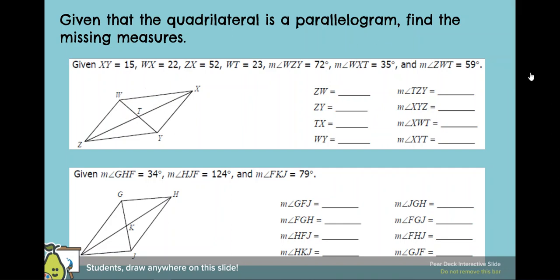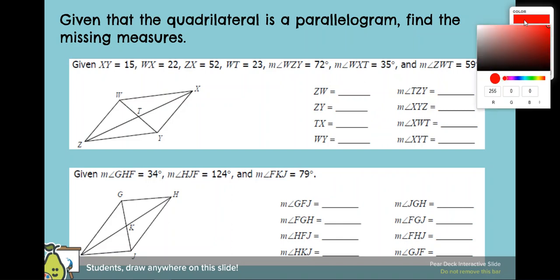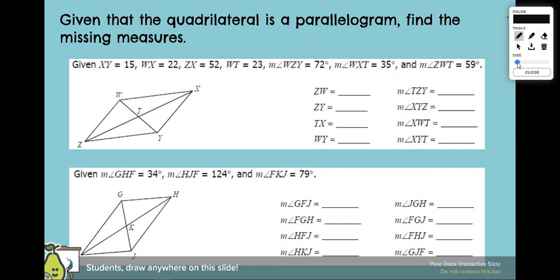Okay, so we are going to use parallelograms to continue to try to find missing angle parts. Okay, so we're going to use the given information and find missing angle measures.